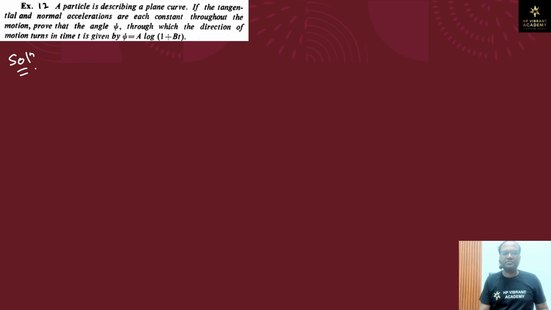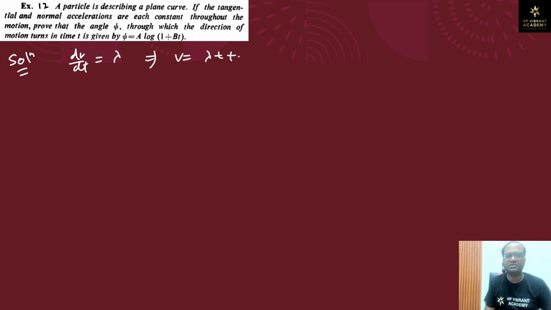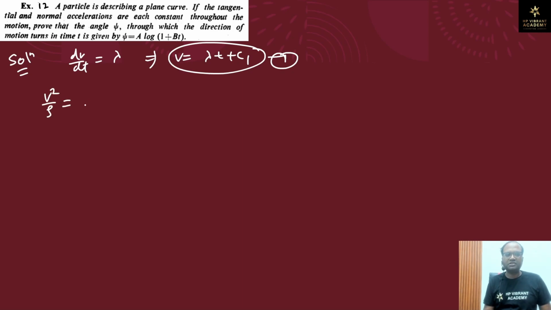How can we solve this? A particle is describing a plane curve, and the tangential and normal accelerations are each constant. So we have the tangential acceleration dv upon dt equal to constant. Let us take this as lambda. This means v is equal to lambda t plus c1 on integration. Let us take this as equation 1. And the normal acceleration is also constant: v square upon rho is constant. Let us take this as mu.